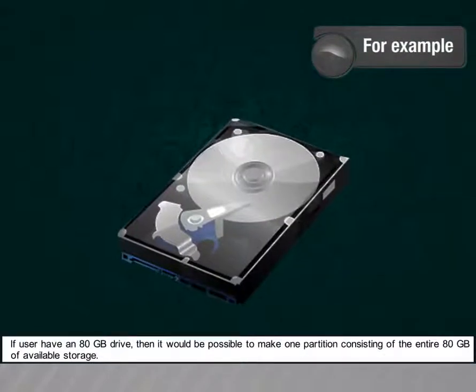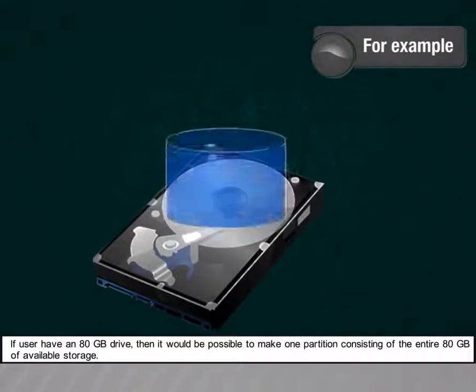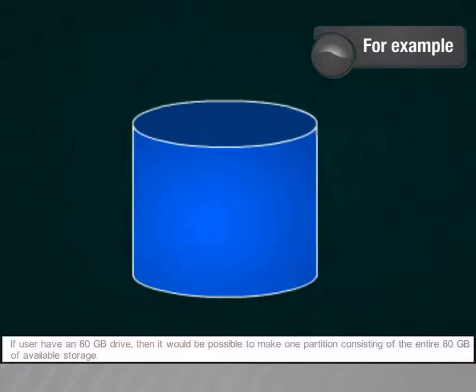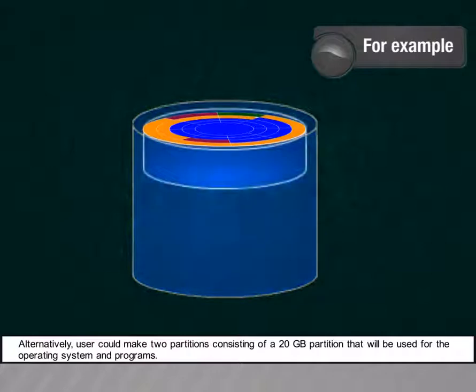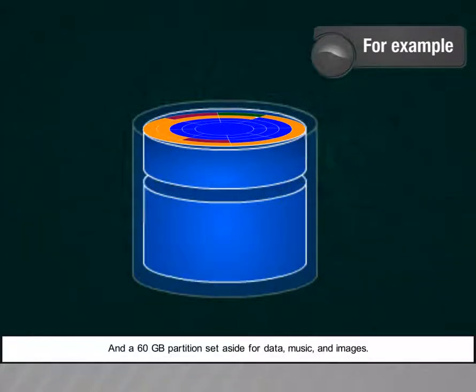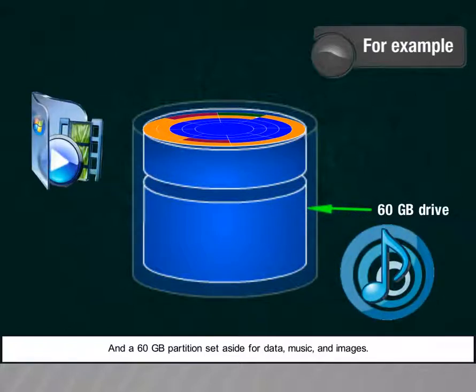For example, if the user has an 80 GB drive, then it would be possible to make one partition consisting of the entire 80 GB of available storage. Alternatively, the user could make two partitions consisting of a 20 GB partition that will be used for the operating system and programs, and a 60 GB partition set aside for data, music and images.